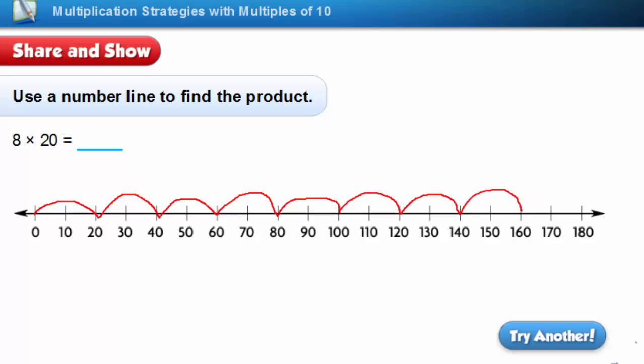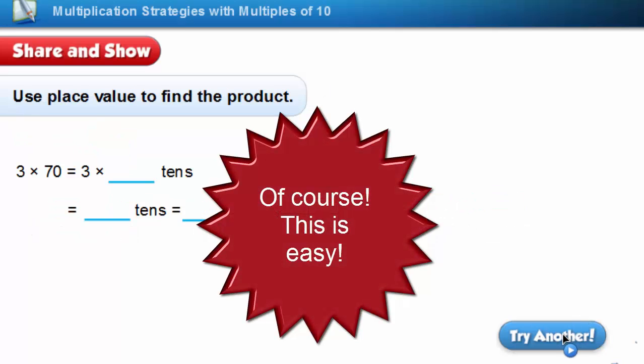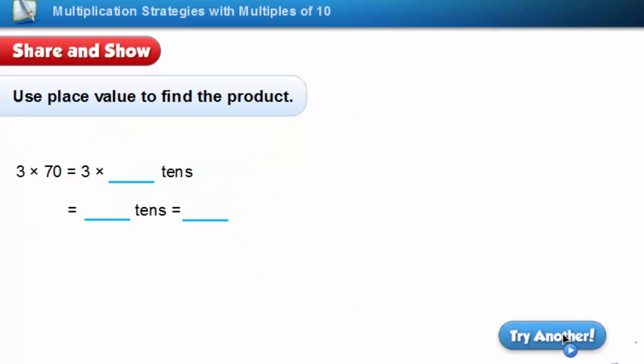I need 2 more jumps of 20, 1 more jump of 20, and there we have it. So guys, what is 8 times 20? Boom chakalaka, 160. You guys rock! Woohoo! 160. Are you ready to try another one? Yeah, sure, you've got this. Now we're going to use place value because we did both strategies. We did the number line and place value. The number line, you just jump that many tens, and with the place value, you're looking at how many tens and multiplying that.